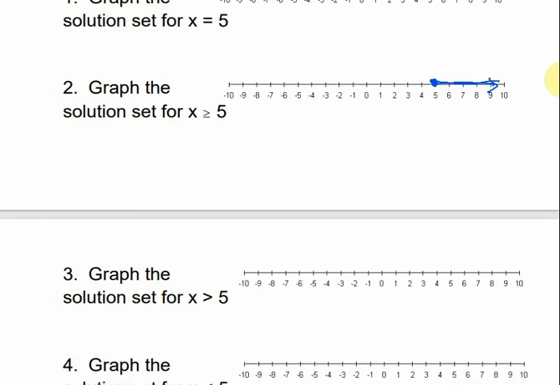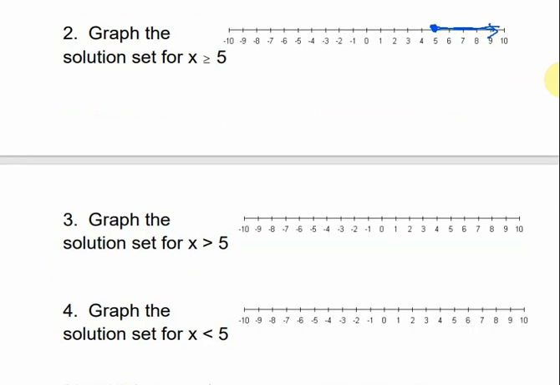The solution set for x is greater than 5 wouldn't look just like this, because this said that x could equal 5. So we have a dot on the number 5 saying that it could equal 5. But it can't equal 5 here, so what we would do is put an open circle on the number 5, showing that it gets really close to 5, but 5 is not included. And it's all the numbers greater than 5.